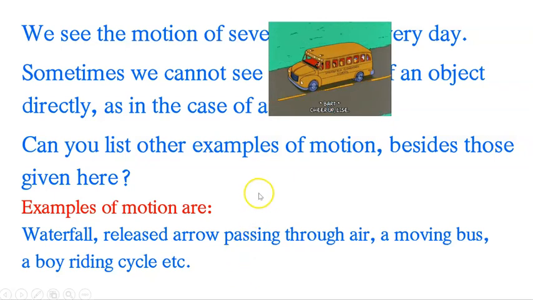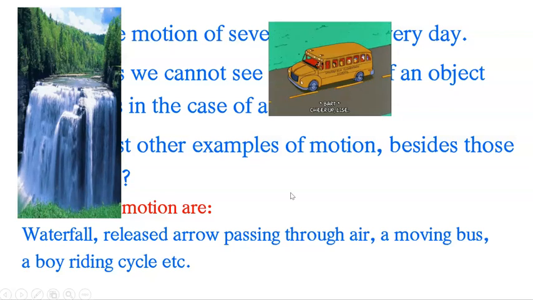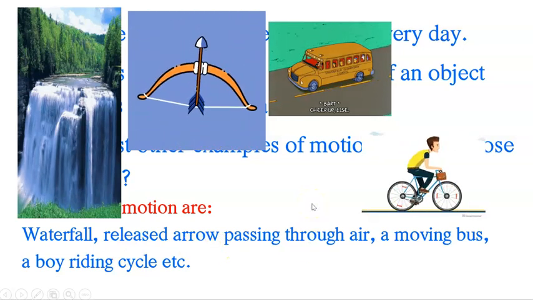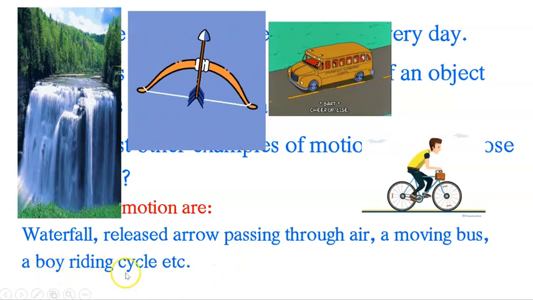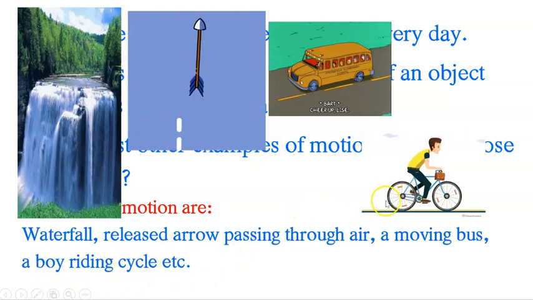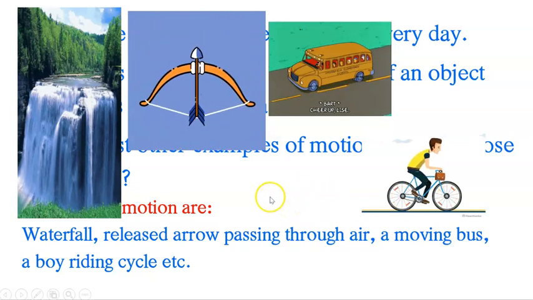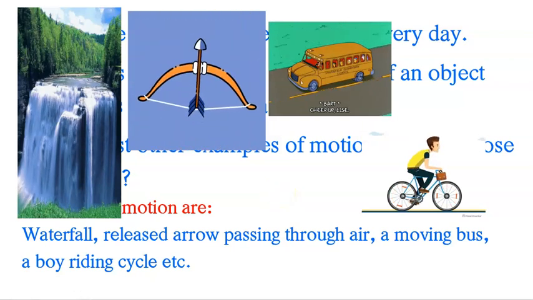See this here. Moving bus, it changes its position with respect to surrounding. Next, waterfall. Next is released arrow passing through air, and a boy riding cycle. It changes its position with respect to surrounding, and hence we say that he is in motion. These are the examples of motion.